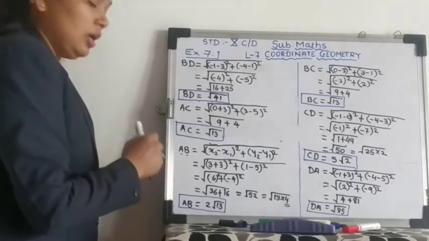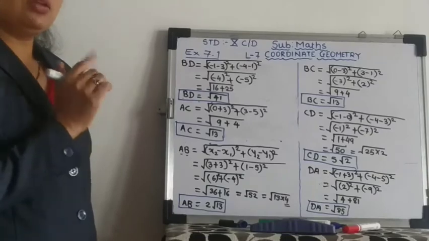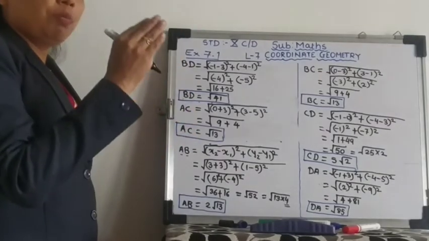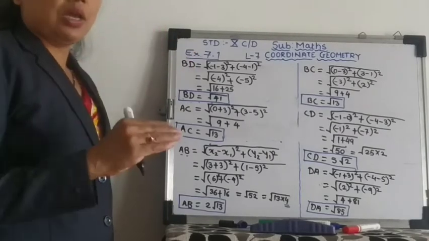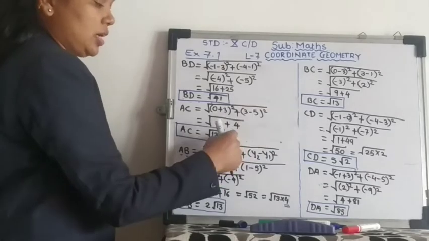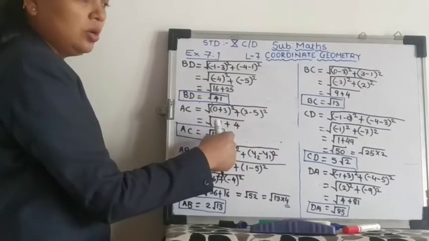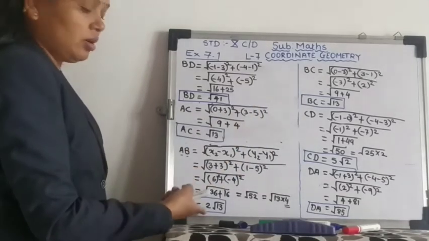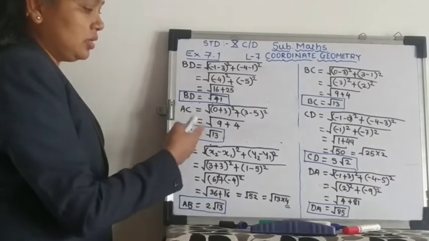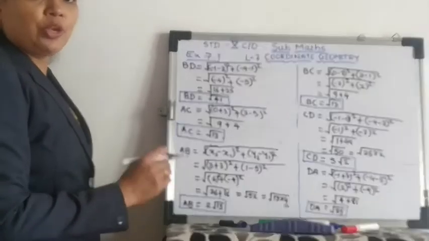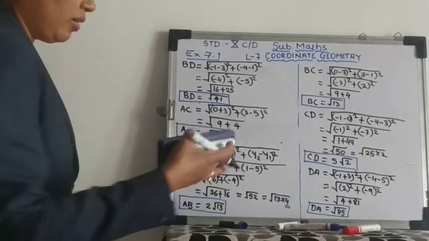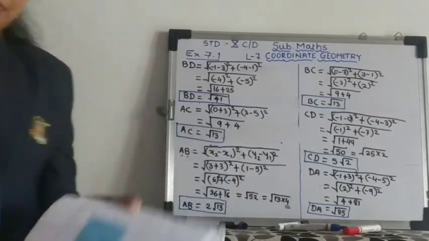So in the previous video we have seen collinearity. So collinearity means what? The points which lie on the same line, right? So these are the smaller sides. If we add these two, then we will get the third, longer side, that is 2 root 13. So these points are collinear points. It doesn't form any quadrilateral then. So we will write finally that answer.